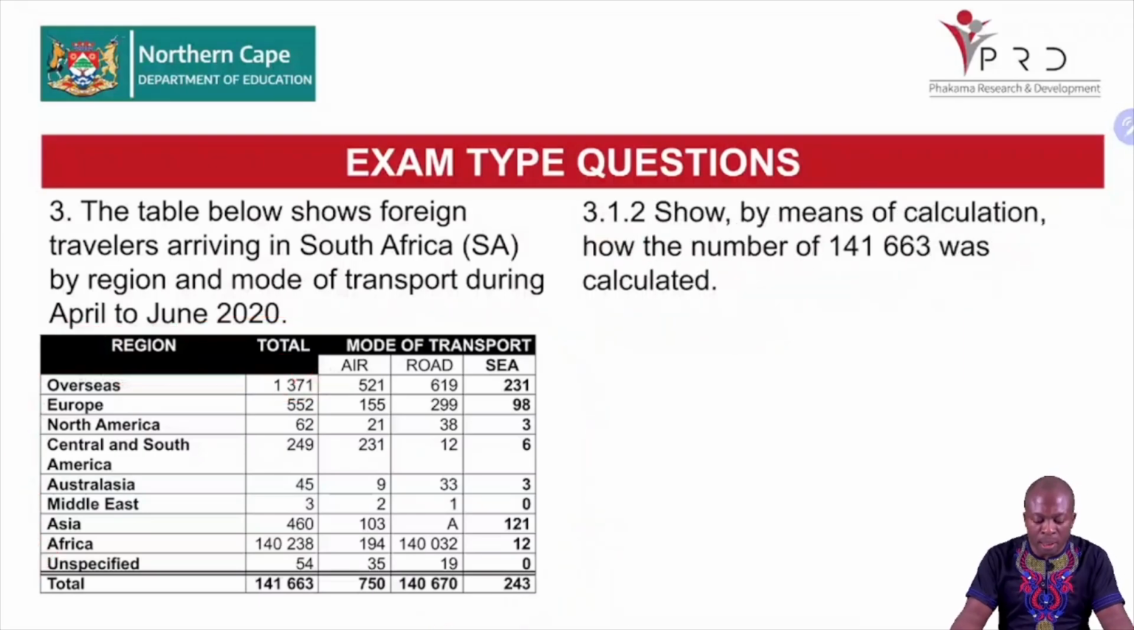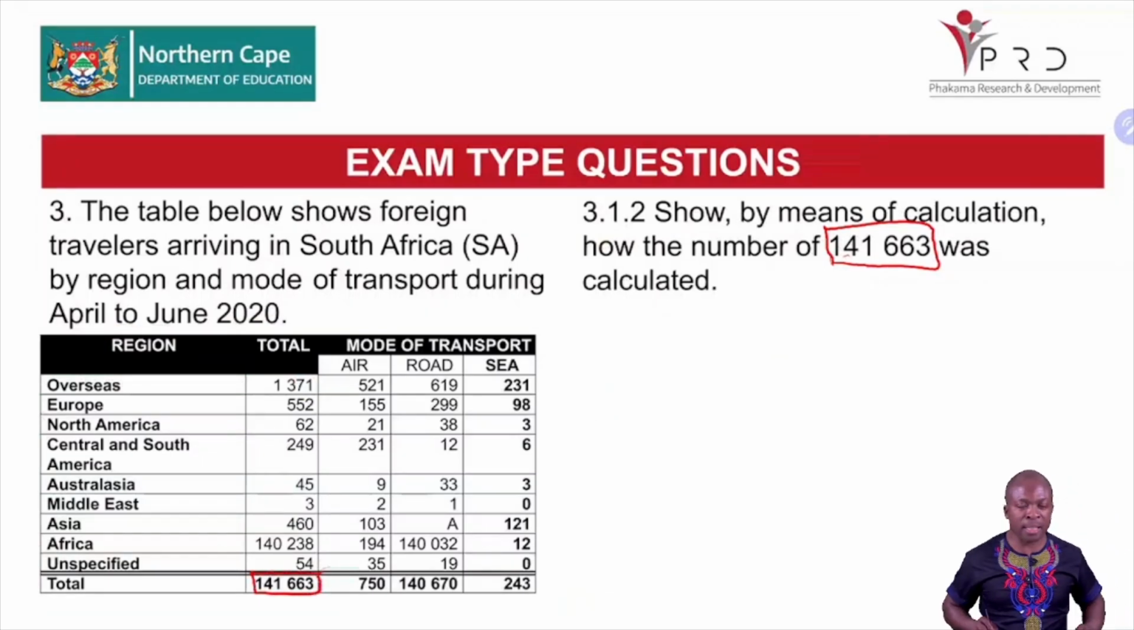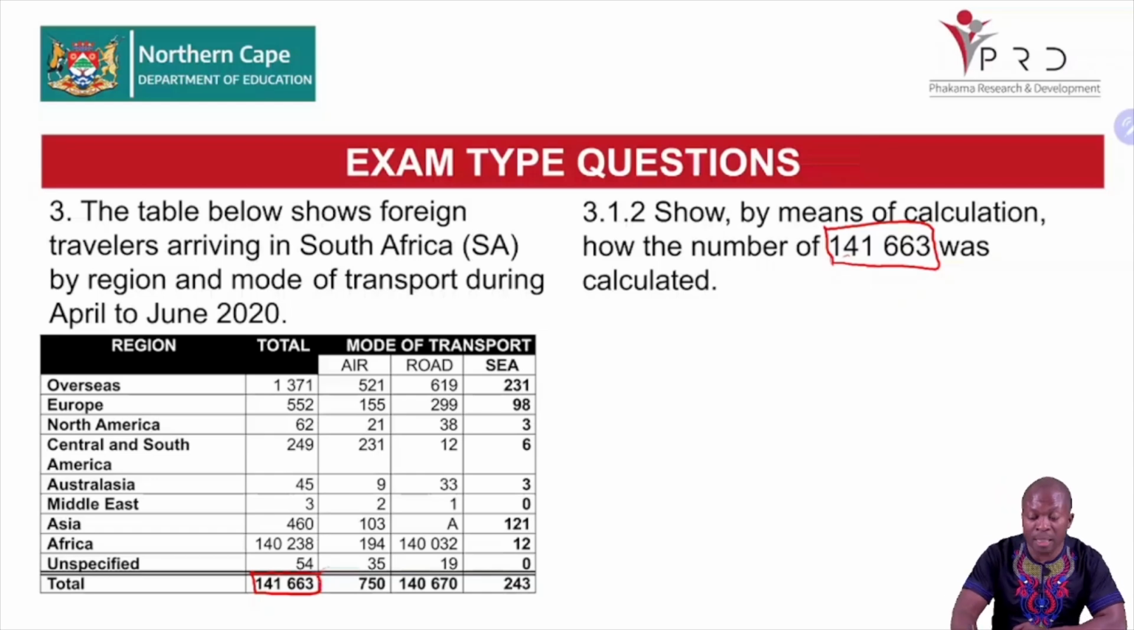Okay, number 3.1.2. Show by means of calculation how the number 141,663 was calculated. There is 141,663. How was this number calculated? Show. Write down the answer so that we can work together. 2 minutes should be enough. How did they get 141,663? I don't want you to talk. I want you to write it down. Write it down for me.